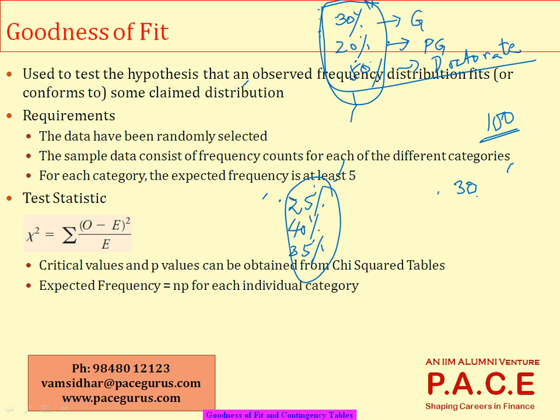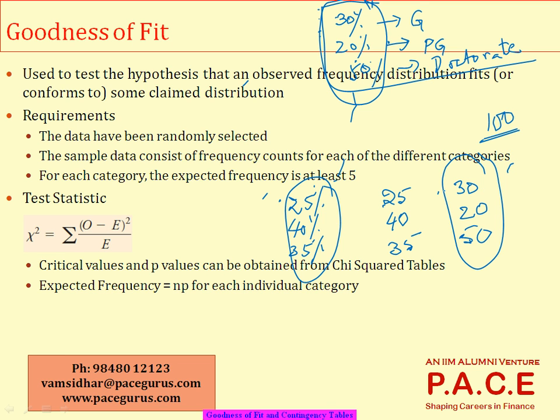I should get 30 to be graduates, 20 to be postgraduates, and 50 to be the doctorates. But when I collected the data, I got 25 to be graduates, 40 to be postgraduates, and 35 to be doctorates. Now, using this information, I have to say whether my claim is statistically significant or not.